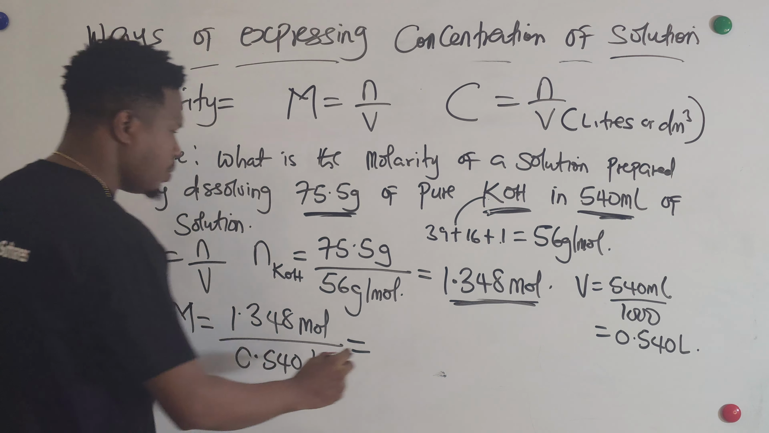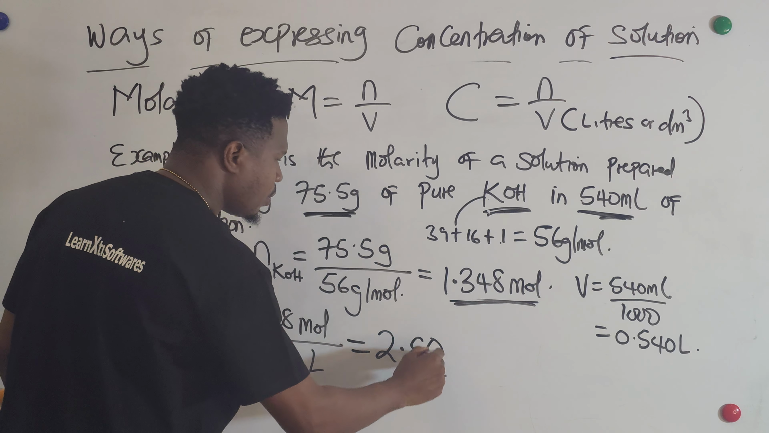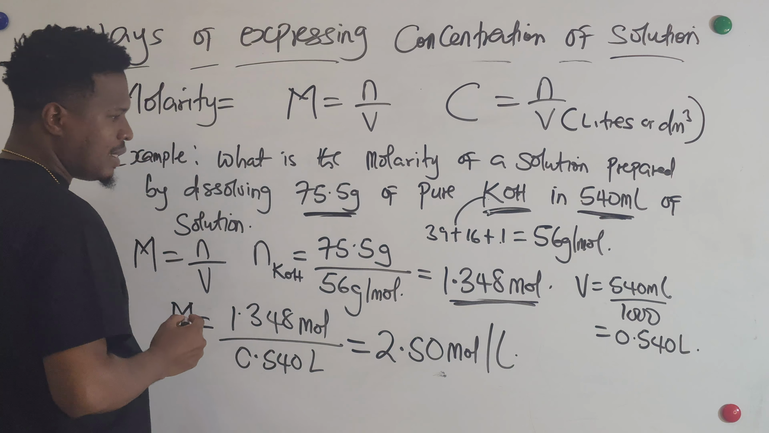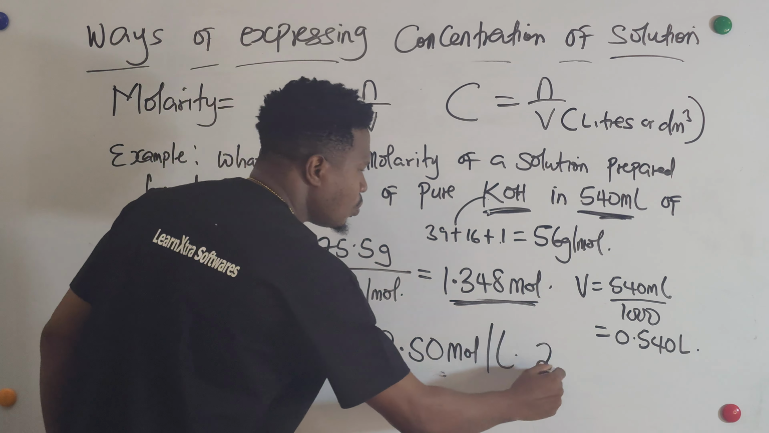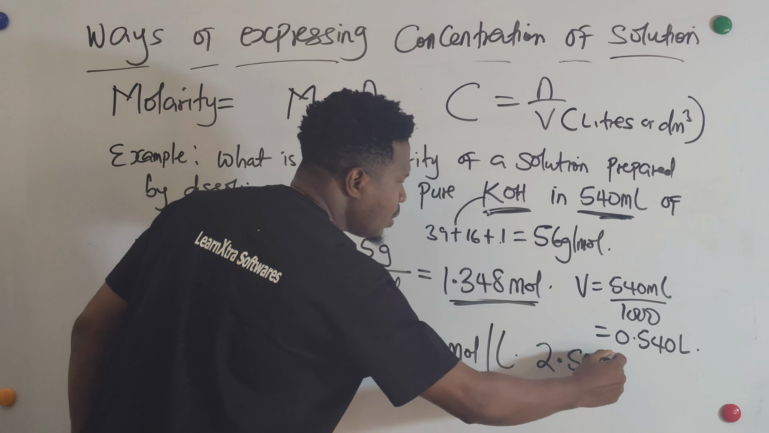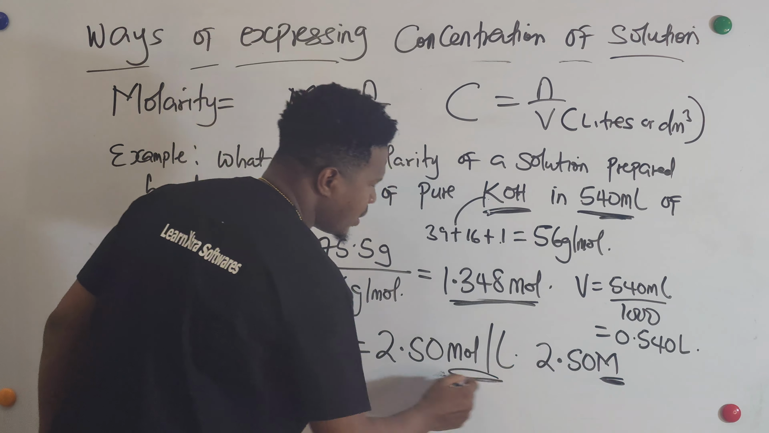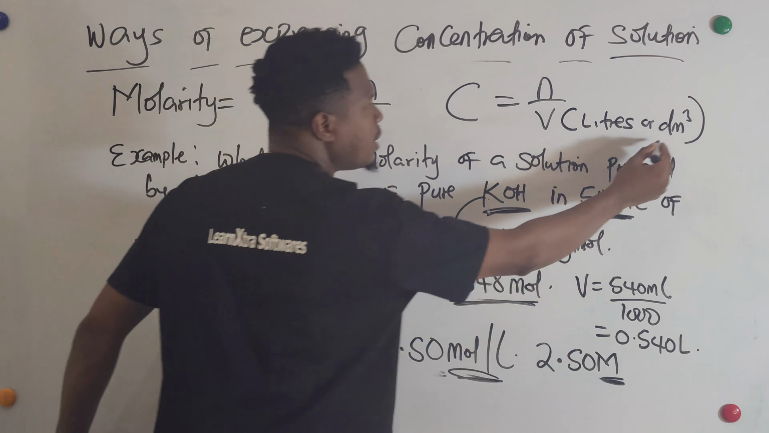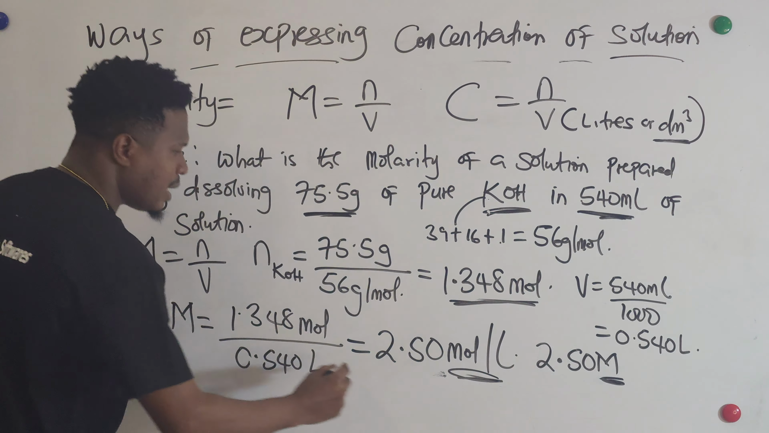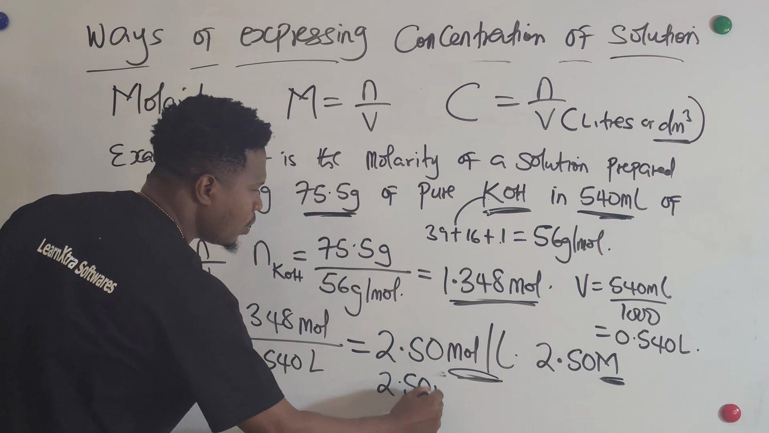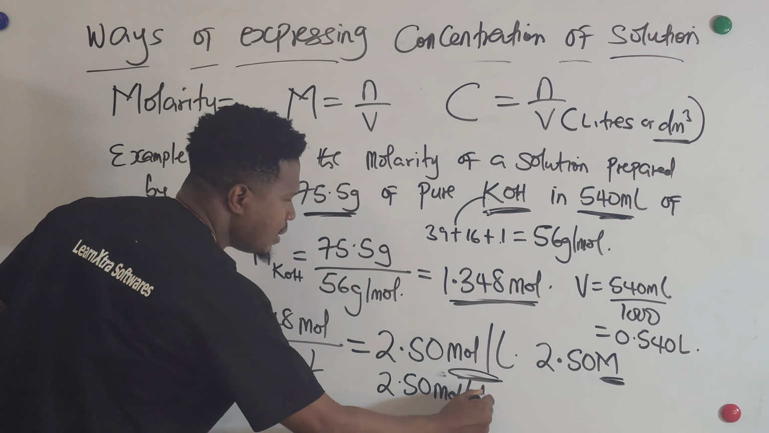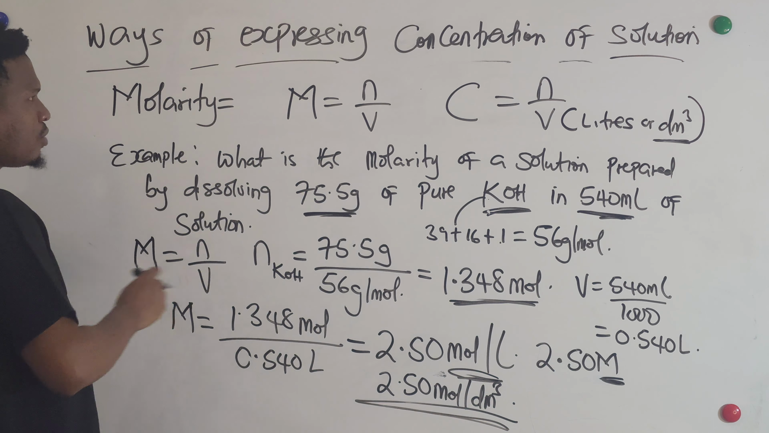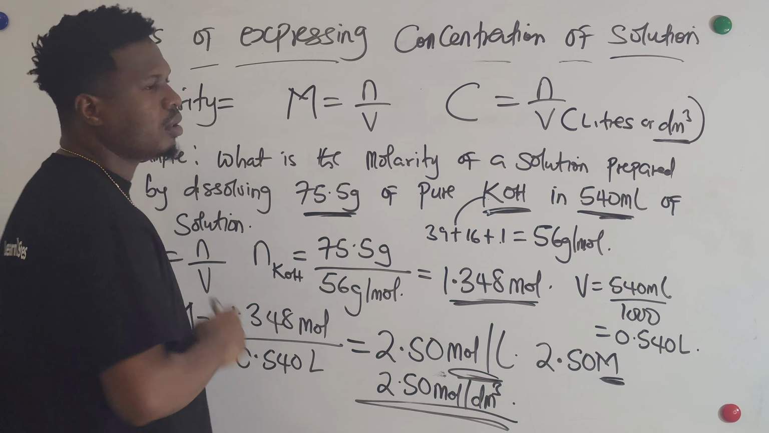So our answer is going to be 2.50 mole per liter. Some persons can decide to leave their answer as 2.50 capital M, which is still the same thing. Remember that liter is the same thing as dm cube. So we can also express that as 2.50 mole per dm cube. So these are the ways we can express them. This is how to do simple calculations on molarity.